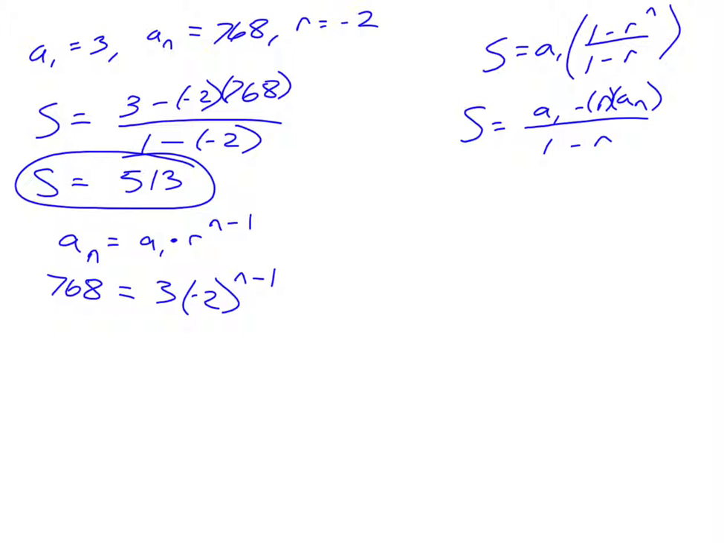So now what? Solve for n. So what do you want to do? Divide by 3. So 768 divided by 3 gives me 256 equals -2 to the n minus 1. Now what? I cannot divide by 2.